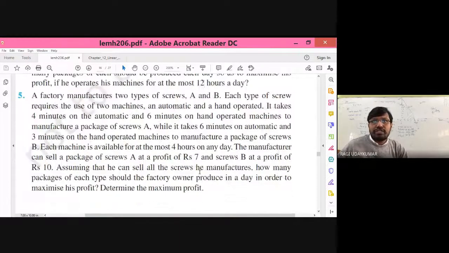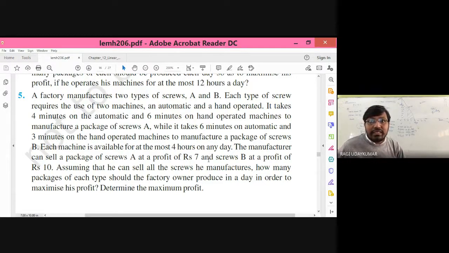And coming to the fifth question. Some questions here are very important. A factory manufactures 2 types of screws, A and B. Each type of screw requires time on the machines. We have already solved a problem like this, where everything was given in hours, 1.5 hours in the previous problem. But in this problem, 4 minutes and 6 minutes are given to you, then 6 minutes and 3 minutes.